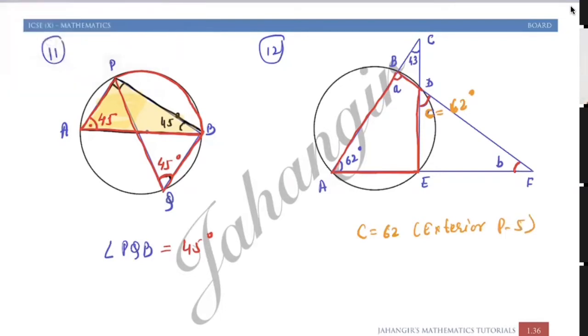Now, if you take triangle ABC, the sum of all angles of a triangle is 180 degree. So 62 plus 43 is 105. So this is 75 degree. So we can get A, opposite angles of a cyclic quadrilateral are supplementary. So 180 minus 75, that is 105 degree. So this you can get as 105 degree.